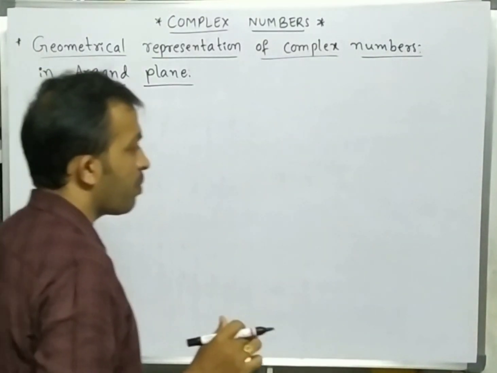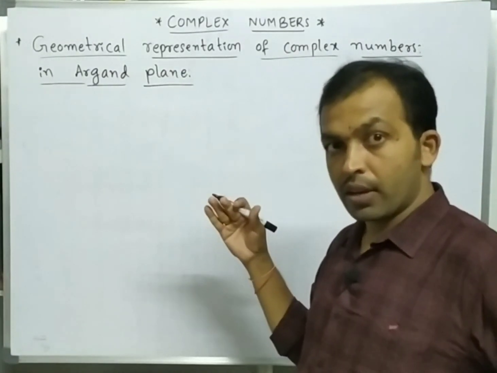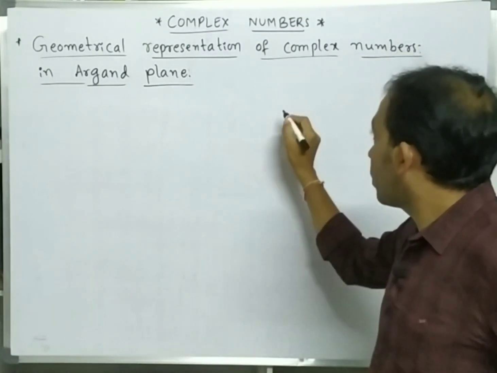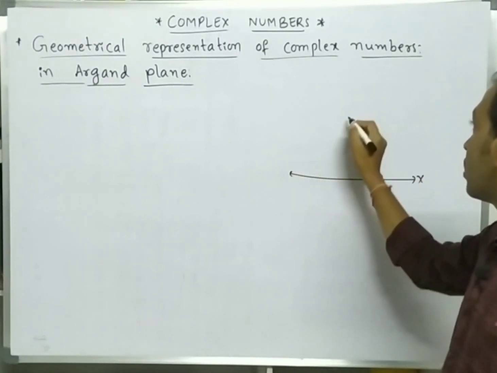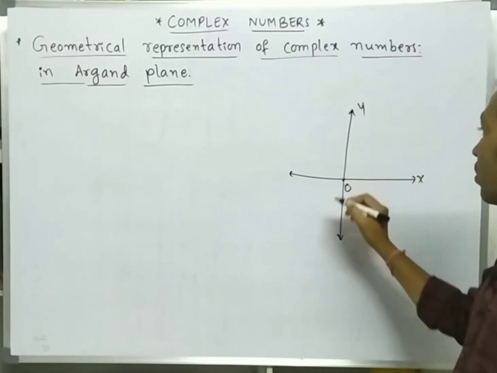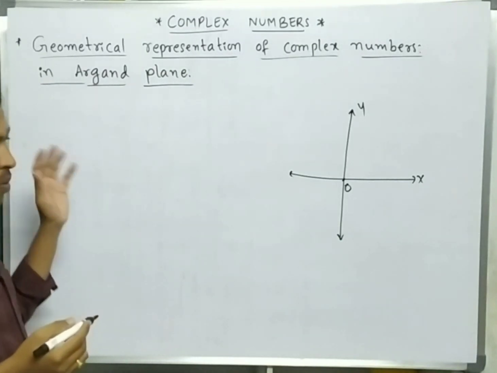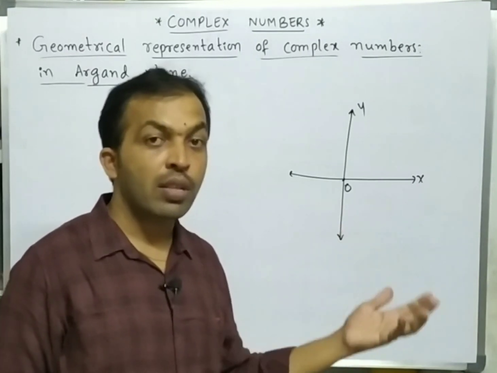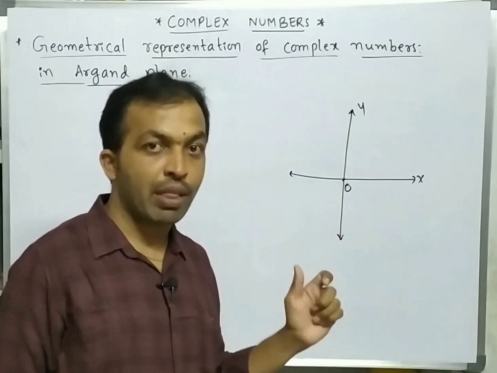Now, how can we represent a complex number, and some discussions on the complex plane. Here this is the x-axis, and this is the y-axis. These two intersect at the origin. Here we are representing the complex numbers in the plane. Therefore this plane is called the complex plane or Argand plane, and this is the xy plane.